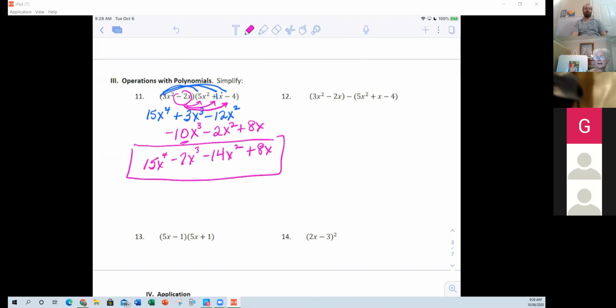Would anyone like to see that using the box method? Or is everyone pretty happy? Yeah, I guess. I don't see why not. Okay, well, let's do the box method.